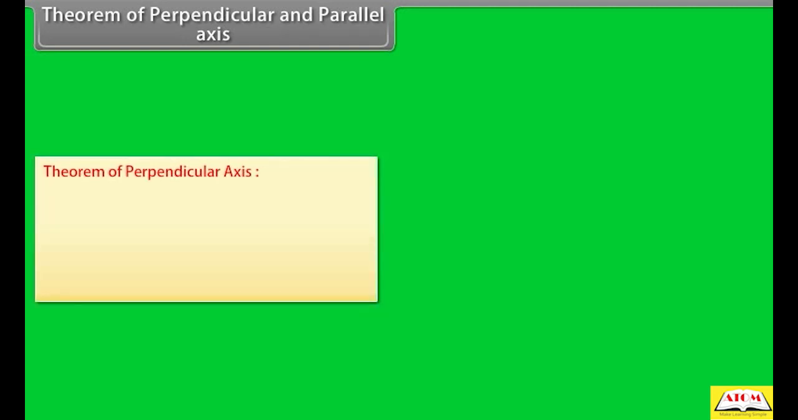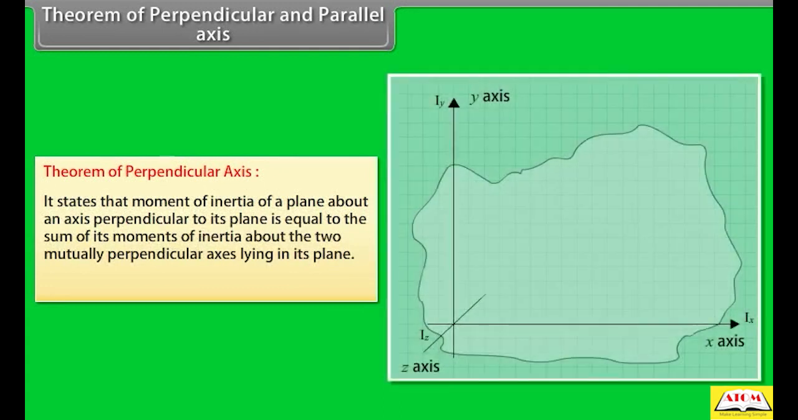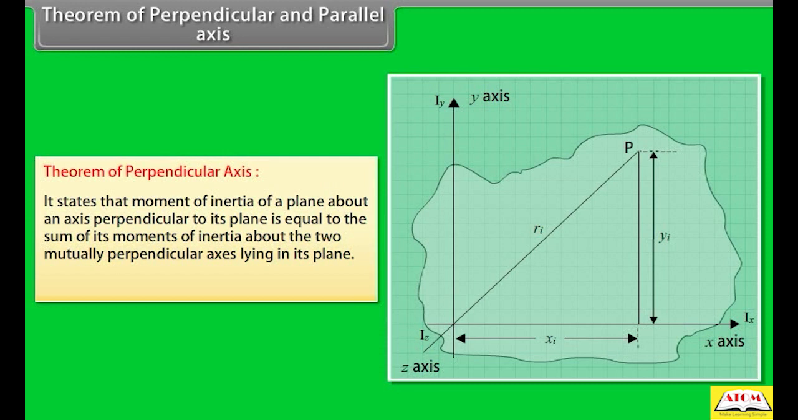Theorem of perpendicular and parallel axes. The theorem of perpendicular axis states that the moment of inertia of a plane about an axis perpendicular to its plane is equal to the sum of its moments of inertia about the two mutually perpendicular axes lying in its plane. Iz is equal to Ix plus Iy.